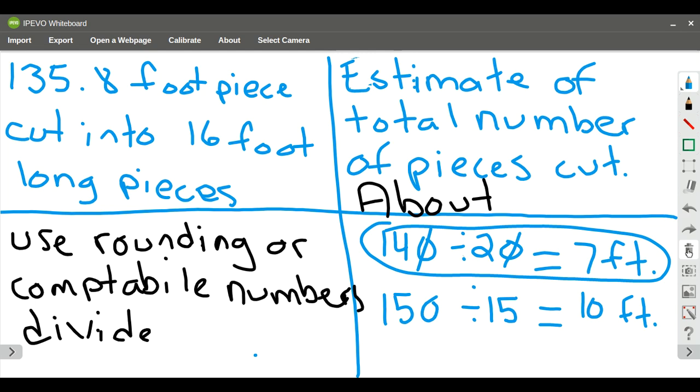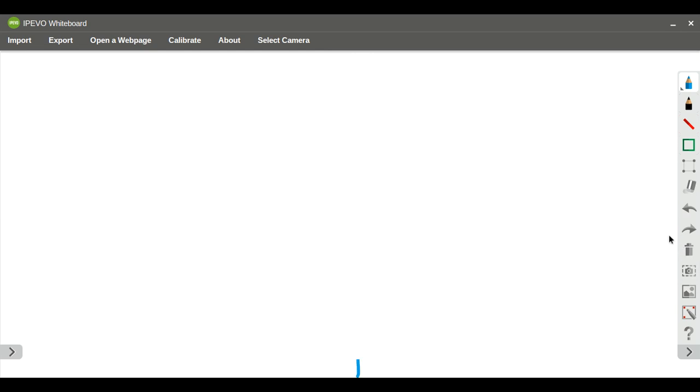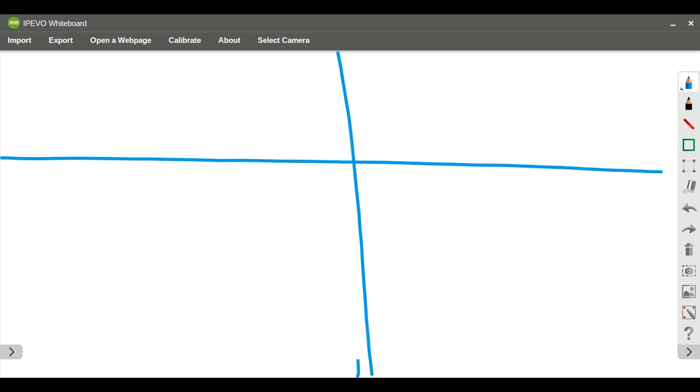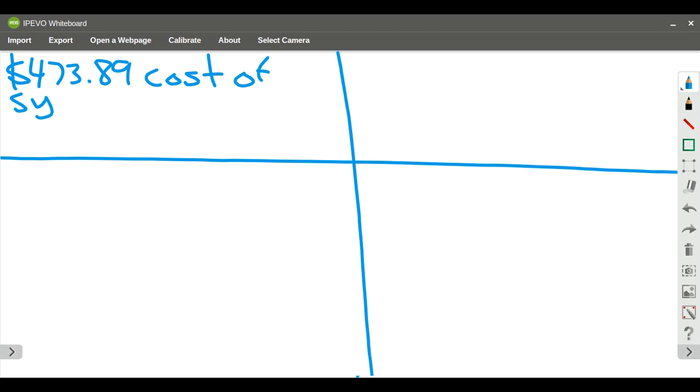Okay. If we take a look at our next problem on the next page, we have Diego purchased a gaming system. Let me get my board set up. It was $473.89. I'm going to write that down: $473.89 was the cost of the gaming system. I know that value is possibly going to be important. And it included tax. About how much are his monthly payments if he wants to pay it off in 1 year?